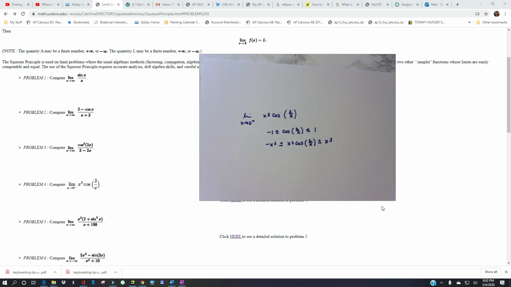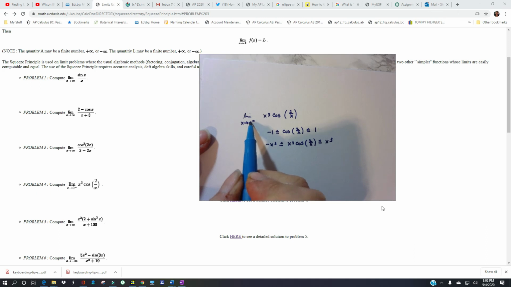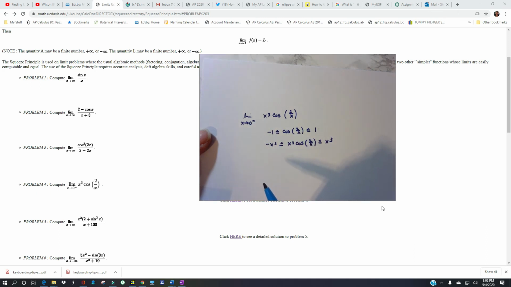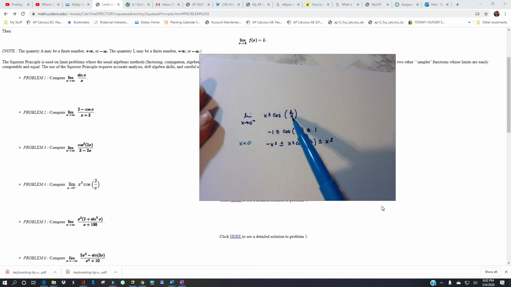Now, here's the thing. I didn't flip the inequality, but you need to. Why? Because this is a tricky one. This limit is x approaching 0 from the left, so that means we're taking negative values of x. Remember, if I plug a 0 in here, I have division by 0, I've got an issue. So if I'm coming in from the left, the values have to be negative. So be really careful with that.